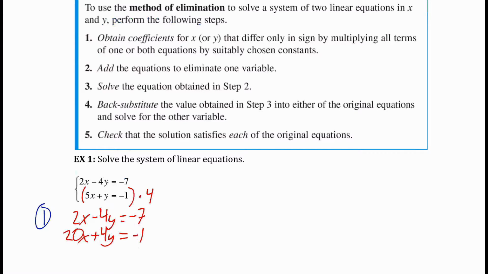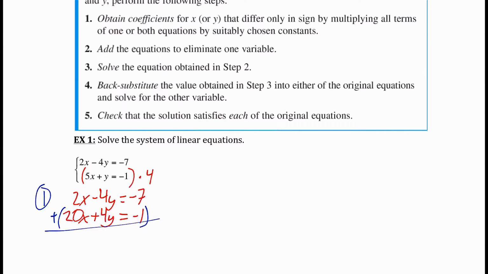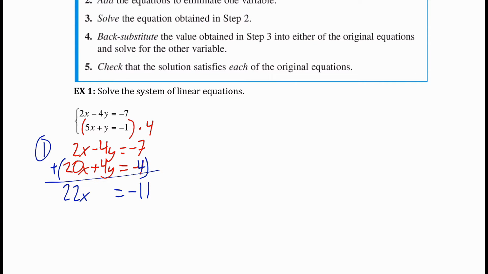Step 2, now it says add the equations to eliminate the variable. So we're going to take the second equation and add the whole thing. We have 2x plus 20x gives us 22x. Negative 4y plus 4y gives us 0y, so that's just going to cancel out. And then negative 7 plus negative 1, I forgot to multiply that by 4. That's negative 4. It gives us negative 11.